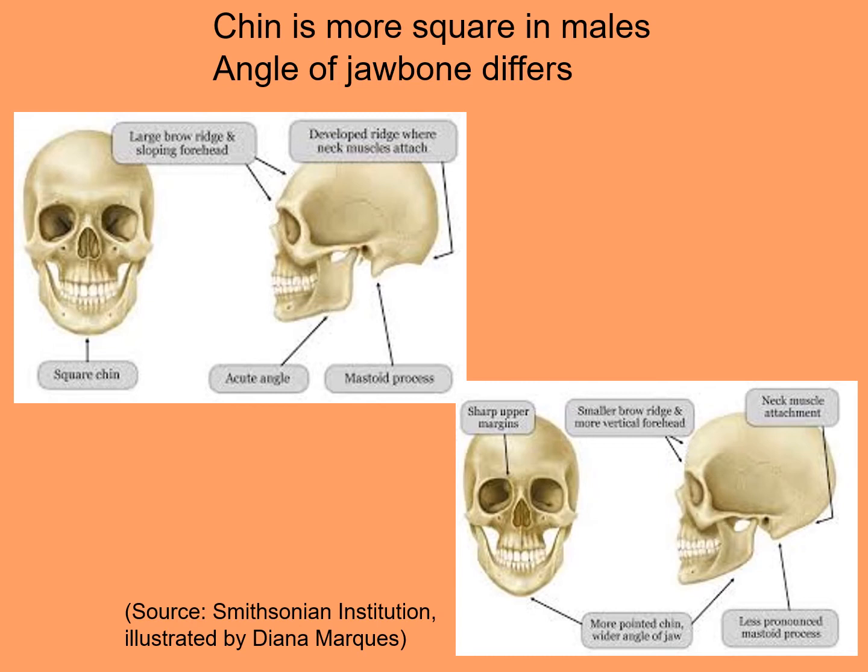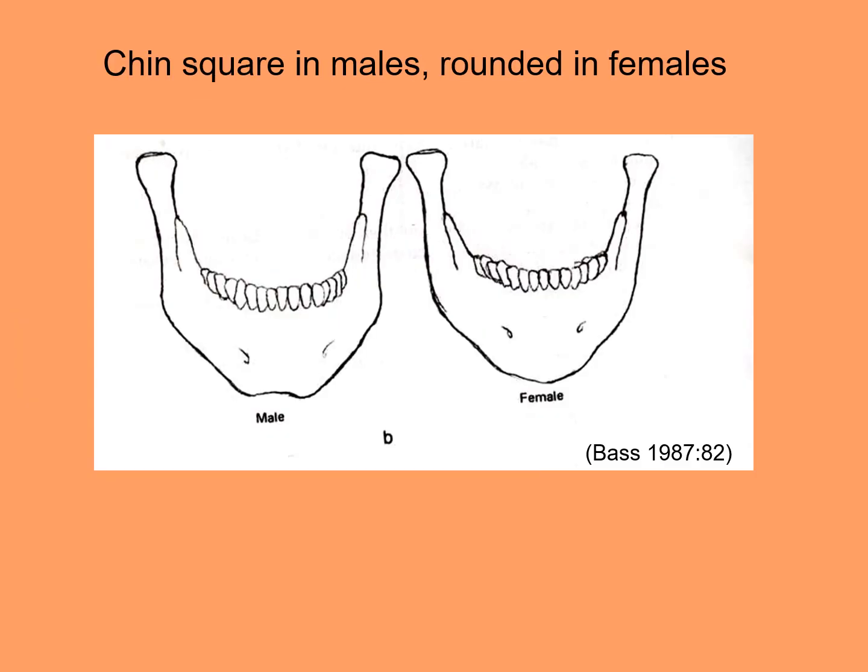In males, the chin tends to be more square, and the angle of the jawbone is acute at the back of the jaw. Whereas in females, the back of the jaw tends to have a wider angle, and the chin tends to be rounded. Again, square chin in males, rounded chin in females.